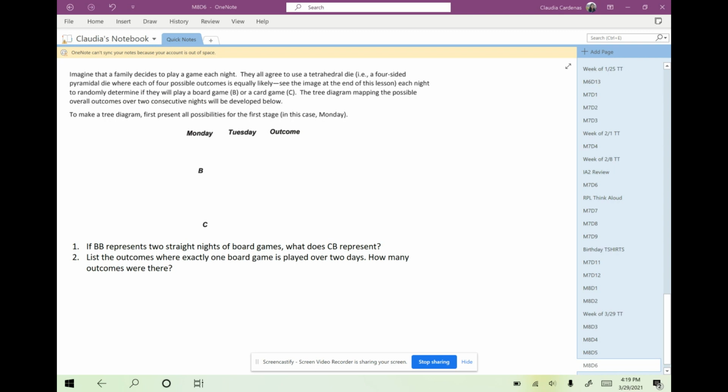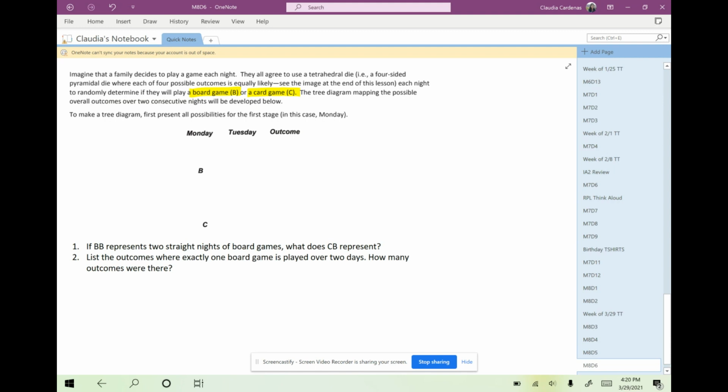Imagine that a family decides to play a game each night. They all agree to use a tetrahedral die, or a four-sided pyramidal die, where each of four possible outcomes is equally likely. Again, we can look at a picture of that later, but it's a die that has equal opportunities for each night to randomly determine if they will play a board game or a card game. I'm going to highlight that they can play a board game or a card game. The tree diagram mapping the possible overall outcomes over 2 consecutive nights will be developed below.